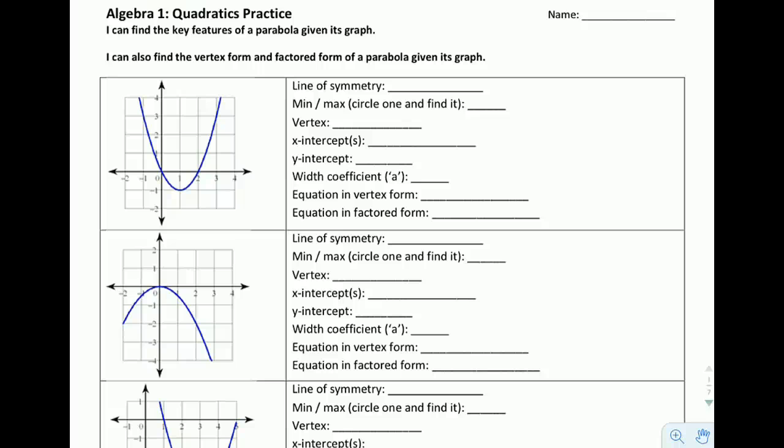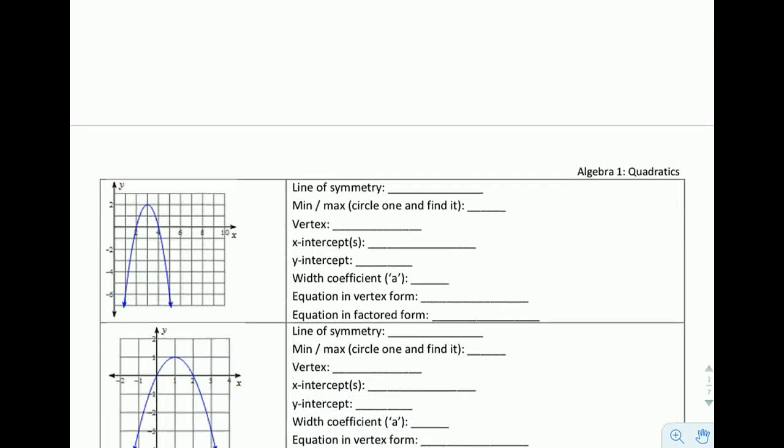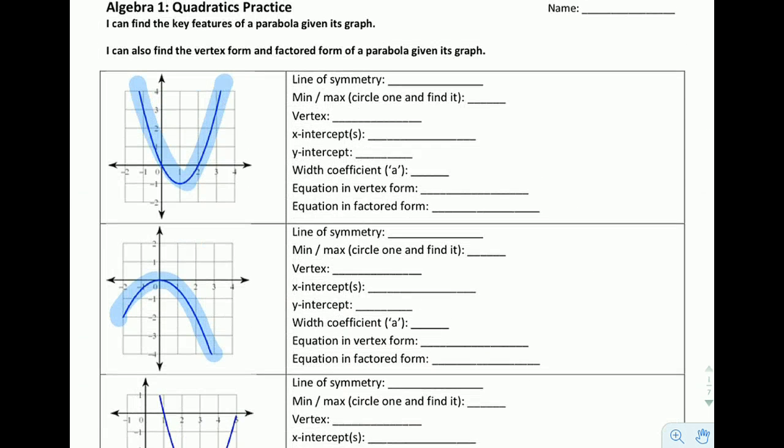In this first video here, we're going to look at identifying the key features of a parabola. Now, a parabola is one of these U-shaped graphs like you see here. So this is a parabola. Sometimes they face up, sometimes they face down. You'll see that sometimes they are wider or narrower depending on how the problem is set up, but it's always going to be this U-shaped graph.